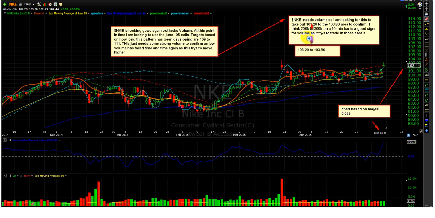I think 200K to 300K on a 10-minute bar is a good sign for the volume as it tries to trade those areas. So this did exactly what I said, but it didn't do it exactly. It did it a little bit above 103.80. What's the difference? It's 20 cents higher, but at least it did confirm properly with the volume.